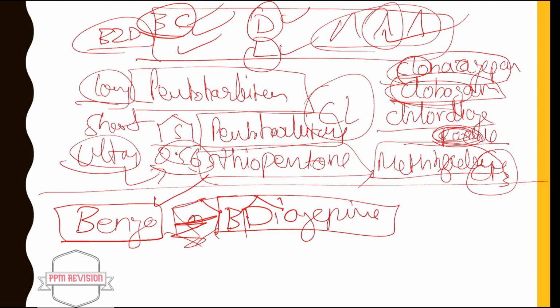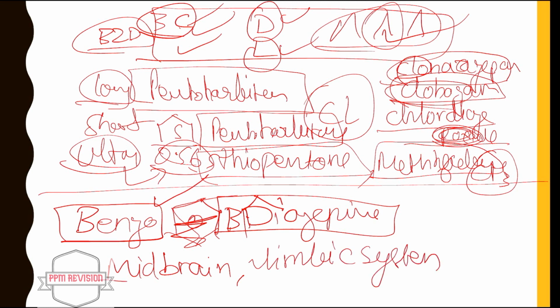So now looking at the site of action, where does this act? It acts on the, you can say, midbrain and also the limbic system. So as you know, it's a CNS drug, so now it will just act on the midbrain and the limbic system. Okay, so now just move. This should not get deleted.